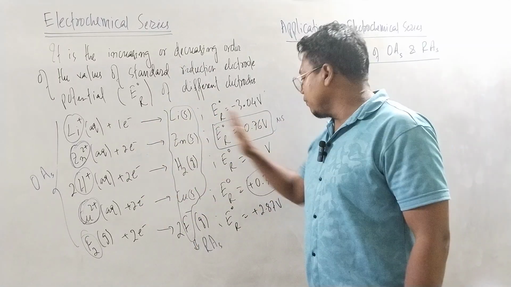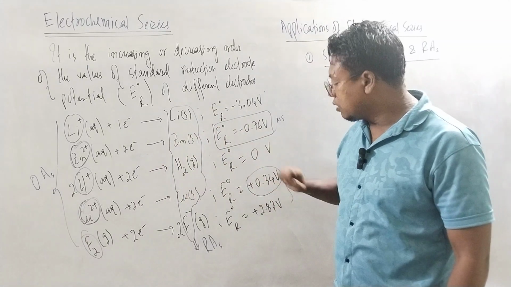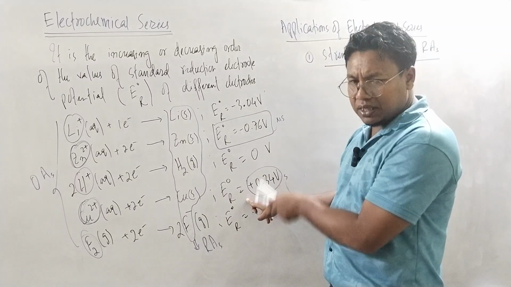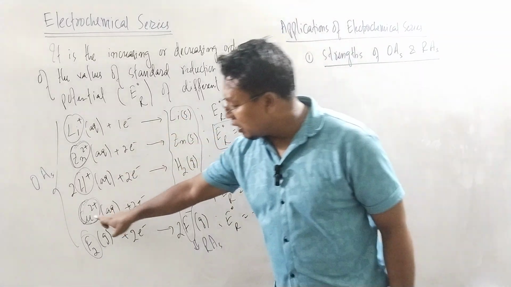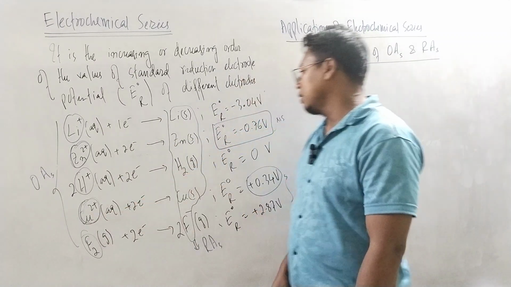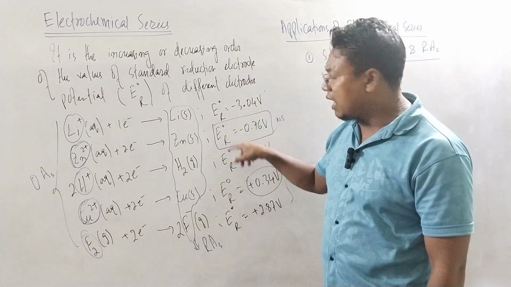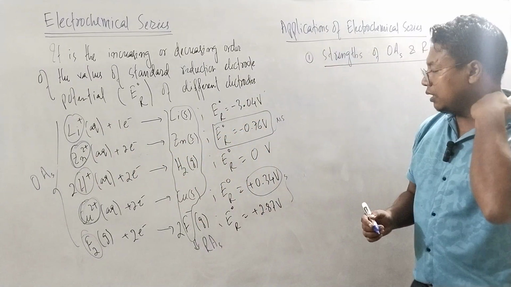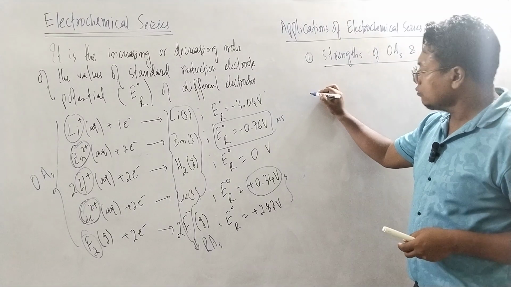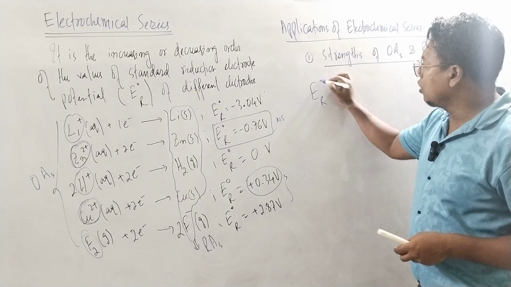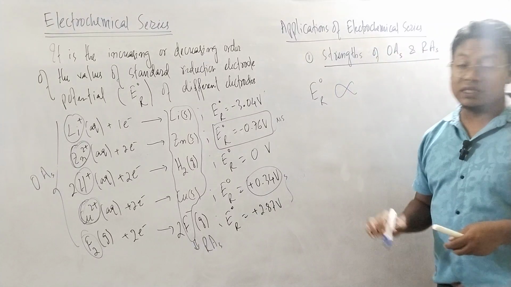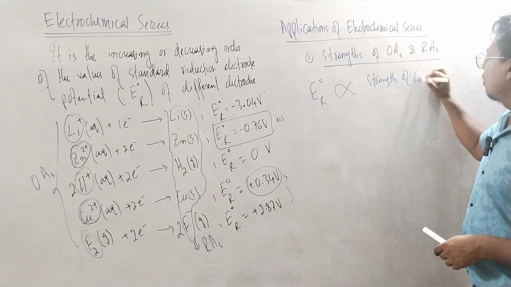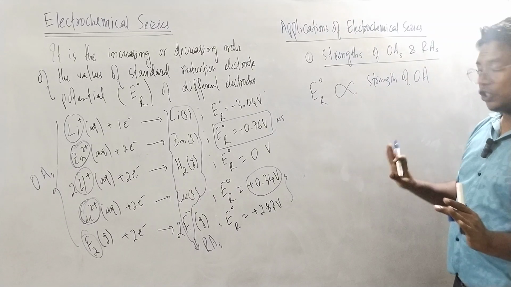So in terms of value of E_R naught, larger is the value of E_R naught, standard reduction electrode potential, stronger the oxidizing agent will be. Lesser is the value of E_R naught, weaker the oxidizing agent will be. So I can write E_R naught value is directly proportional to strength of oxidizing agent.